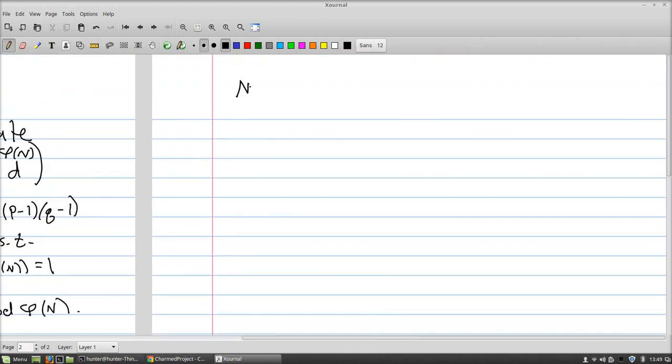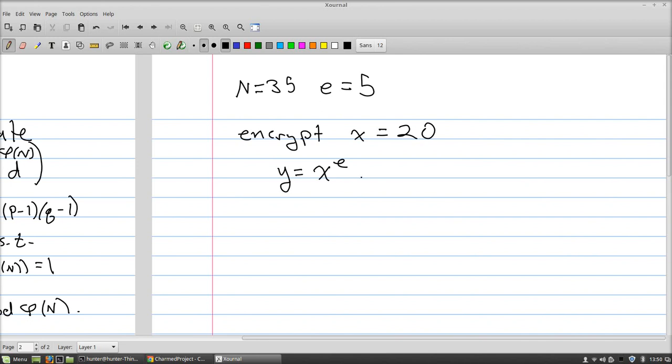So n is 35 and e is 5. And let's say we want to encrypt the message x equals 20. So the ciphertext will be y equals x to the e mod 35. So we need to compute that.